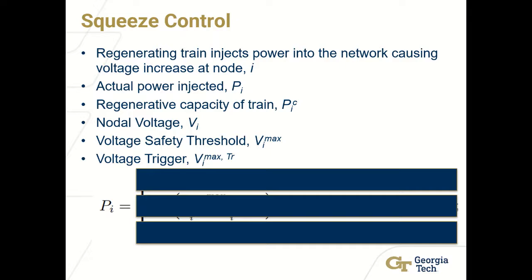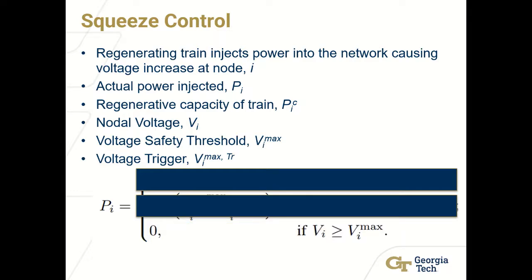Squeeze control controls how much power the train injects back into the network when the train is regenerating. We'll have some similar figures here as far as actual power drawn, or rather injected, P sub i, and then our regenerative capacity of the train, P sub i with the C superscript. Instead of a minimum threshold here, we have V sub i max, so our maximum allowable voltage, and then we also have a voltage maximum trigger, at which point, when we hit that trigger, we are going to begin scaling back the amount of power injected into the grid.